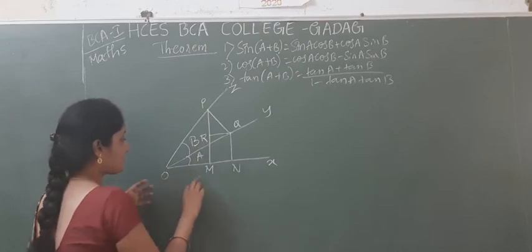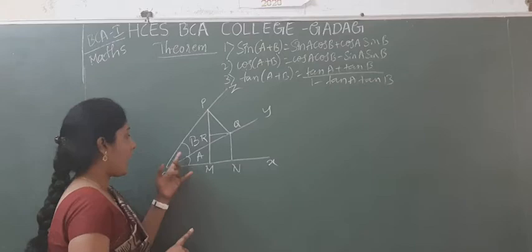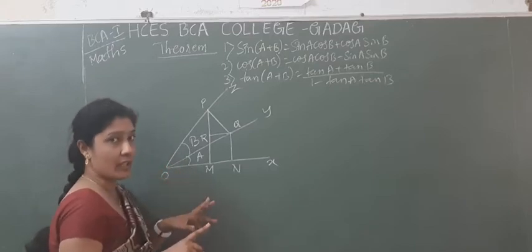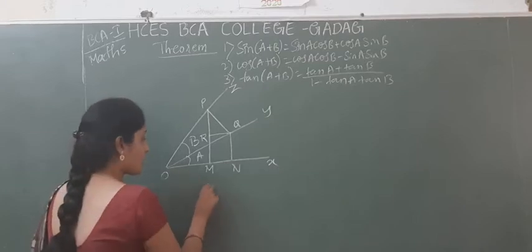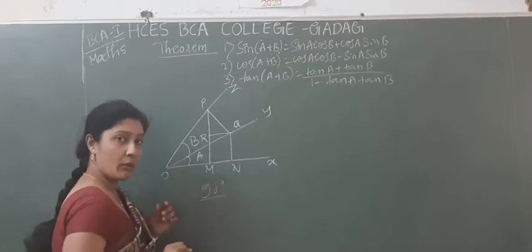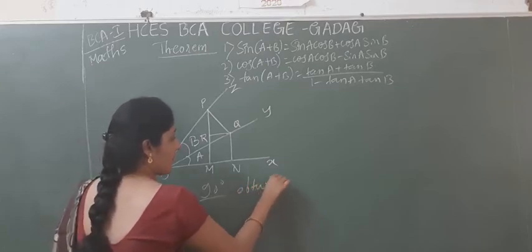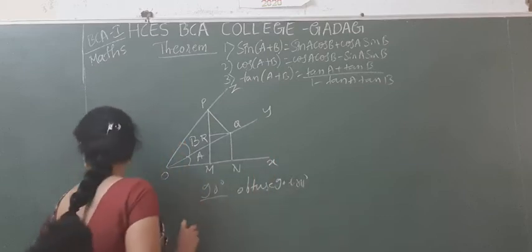So now see here, angle A is an acute angle, angle B is an acute angle, angle A plus B may be acute or obtuse. Acute means below 90 degrees, obtuse means 90 to 180 degrees.